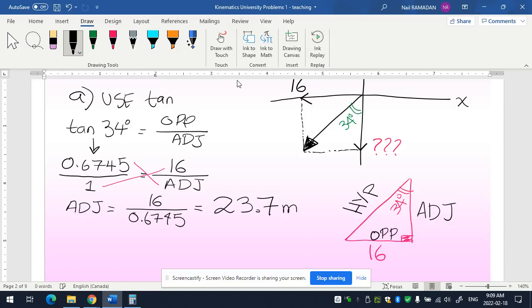In meters. Done. That's it for the adjacent. As for the hypotenuse, by the way, can someone tell me how many ways there are to find the hypotenuse? How many lengths do we have at our disposal now? How many lengths do we know? We know 2 lengths. And whenever you know 2 lengths of a right triangle, what is one way to always find the third side? Use Pythagorean.